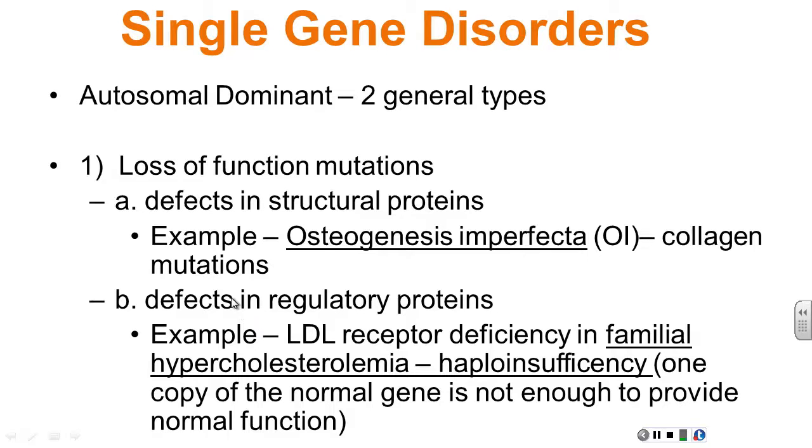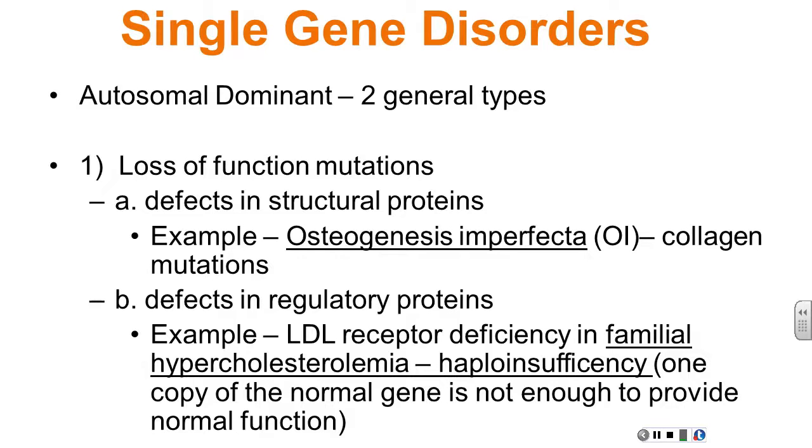I think those are the easiest ones to get in your head. The other place we can have a loss of function mutation is in regulatory proteins. I like to think of these as proteins involved in signal transduction. These could be receptors or something else involved in signal transduction. Once again, these are loss of function mutations. So one mutant gene in this case lost its function. It's not working correctly. LDL receptor deficiency in familial hypercholesterolemia is a very good example of that.